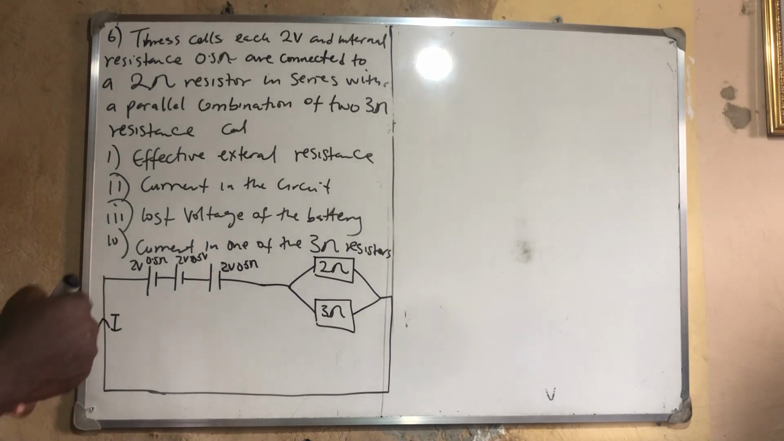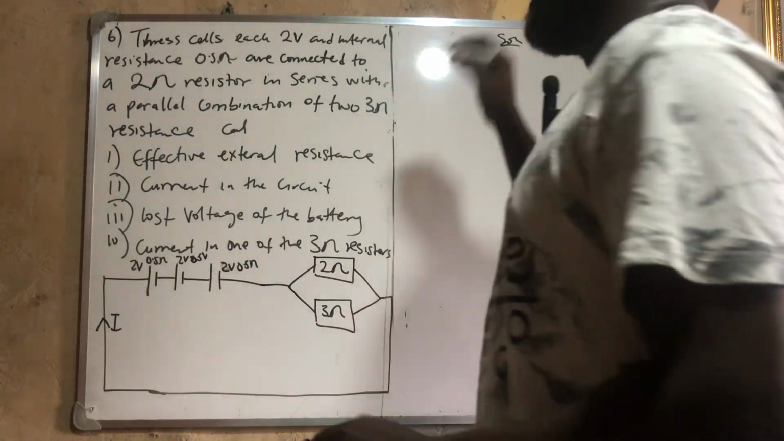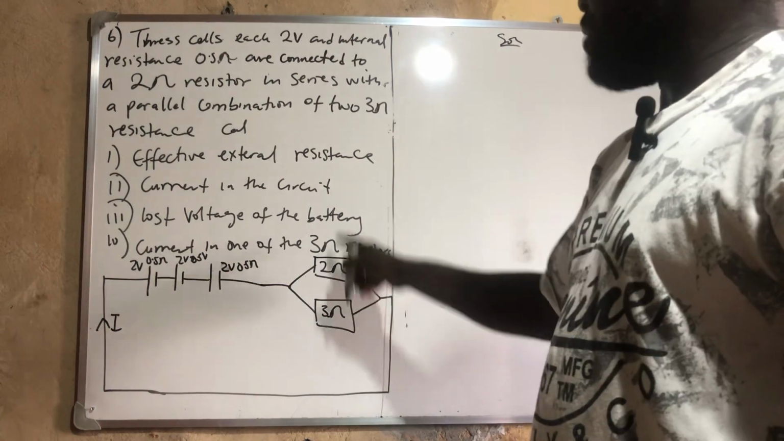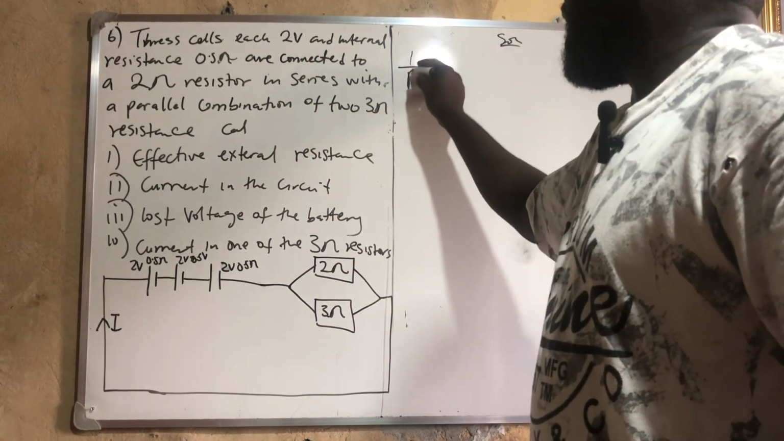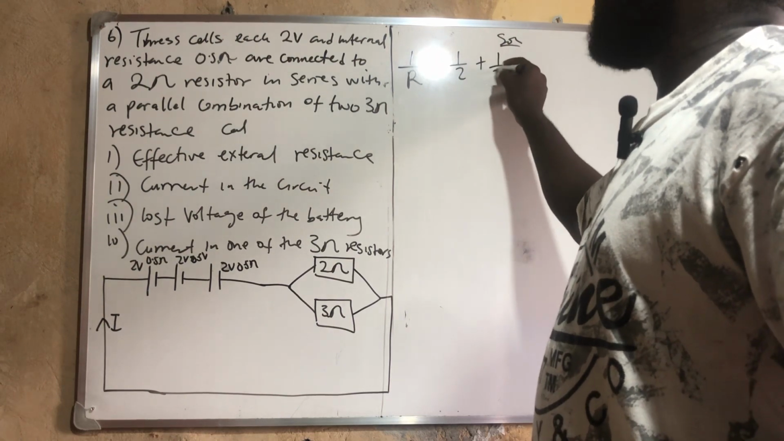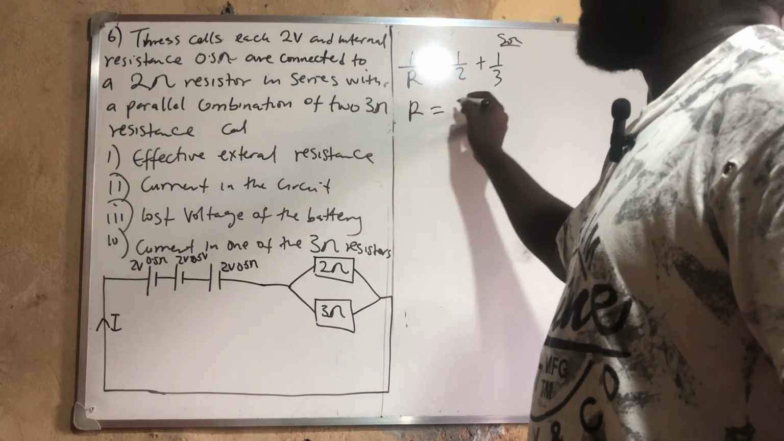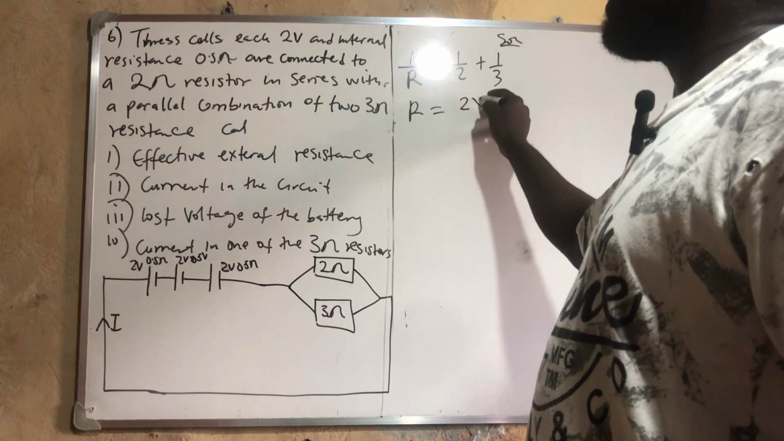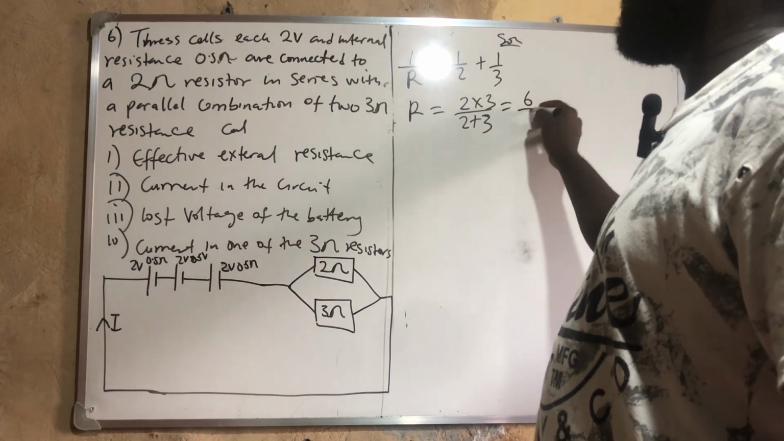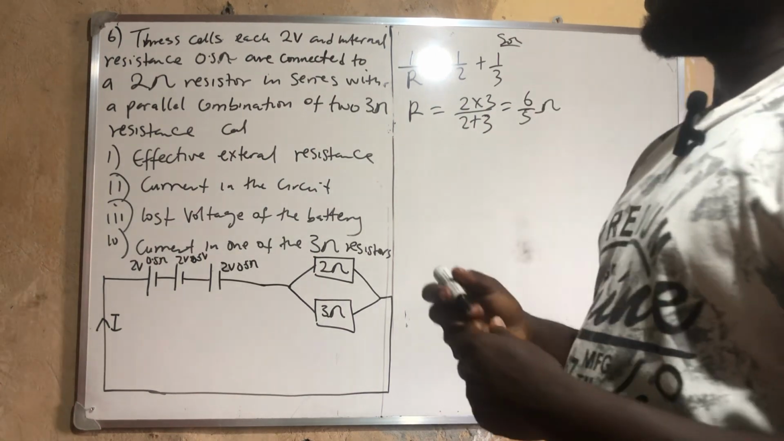My current flowing. So, what did they say we should calculate? Solution. They say the effective external resistance, and they are in parallel. So I have 1 over the big R is equal to what? 1 over 2 plus 1 over 3. But I told you how to get it. Your big R will now be, if they are just 2, the multiplication is up, while the addition is down. So what do I have? 6 over 5 ohms. Okay?